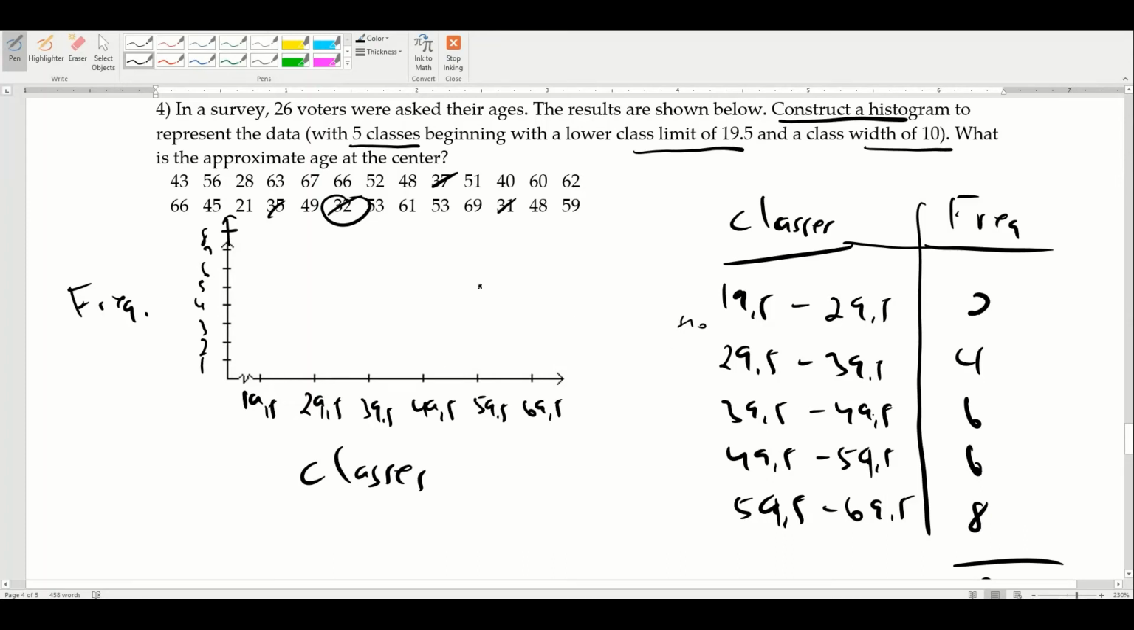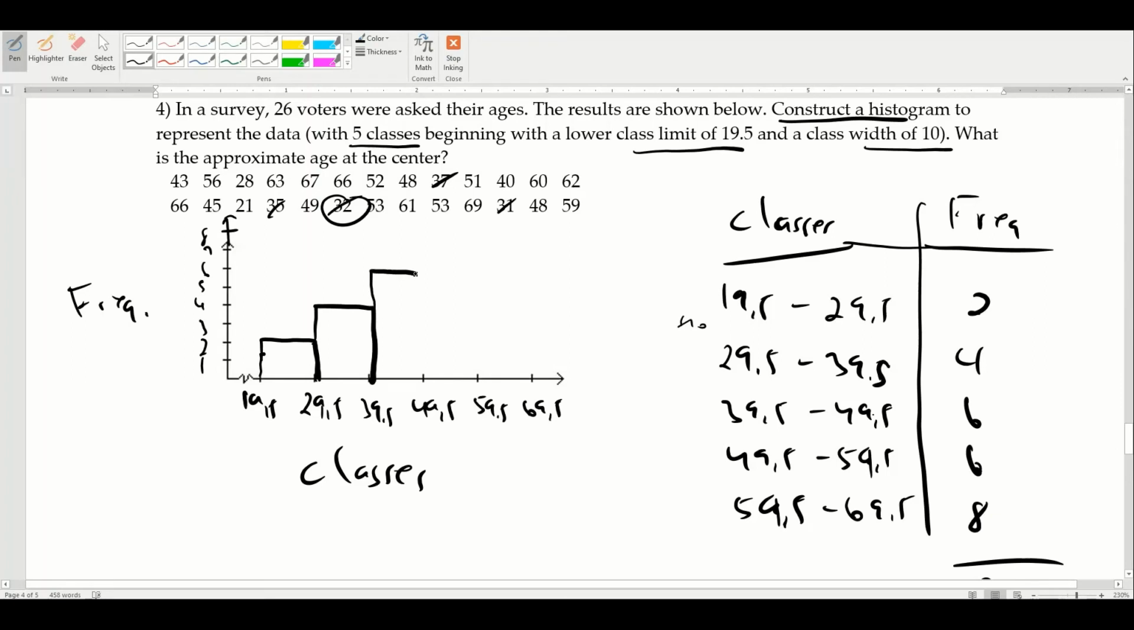This is really difficult to do. So the first class, 19.5 to 29.5, is 2. Make sure you go up to 2. Now I want to make sure that when I draw my next one, 29.5 to 39.5, I go up to 4, but I gotta make sure they're connected. So what you do is you just extend here, go up to 4 as good as you can, and then come back down.